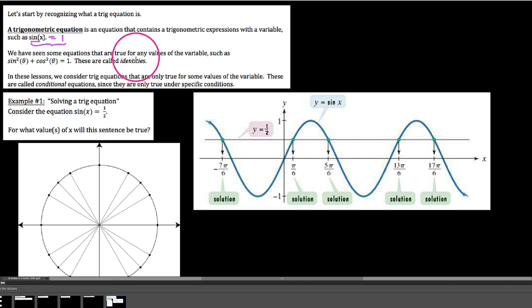We've seen some equations that are true for any values of a variable, such as sine squared theta plus cosine squared theta equals 1. These types of equations that we've explored in the past, we refer to as identities, and those are not going to be the type of equations we discuss in this video. In this video, we're going to be considering trig equations that are only true for certain substitutions or certain values of a variable. We call these conditional equations. We've seen things that are conditional before. These are equations only true under specific conditions.